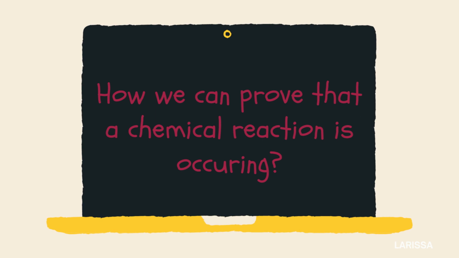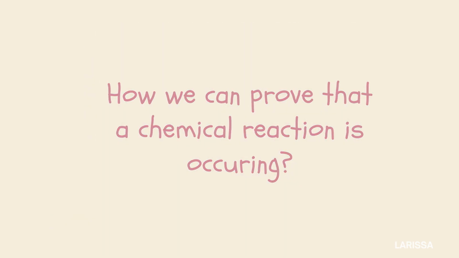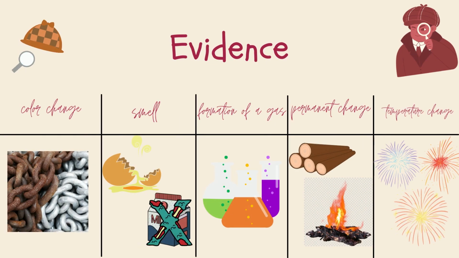So let's hop on to the next point we're going to talk about today, which is how we can prove that a chemical reaction is occurring. We have a lot of evidence, but today we're only going to talk about five of them. They're very obvious and very noticeable. So we have color change, smell, formation of gas, permanent change, and temperature change.